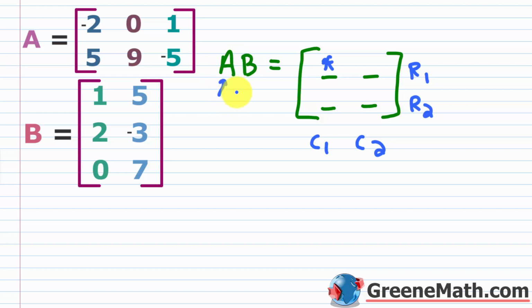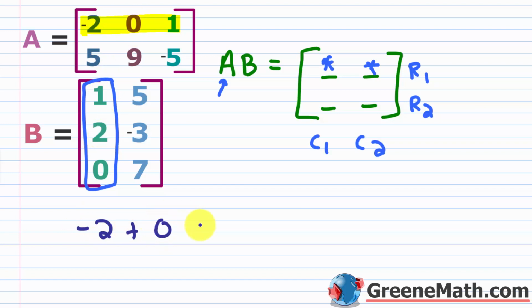It's coming from A. So I'm just going to highlight this row here. That's where I'm going to be for here and here. And then I'm just going to go through. If I want row 1, column 1, I want row 1 times this column here, column 1 in B. So again, we go through and figure this out. Negative 2 times 1 is negative 2. Plus you've got 0 times 2, which is 0. Plus you've got 1 times 0, which is 0. So this is just going to be negative 2.